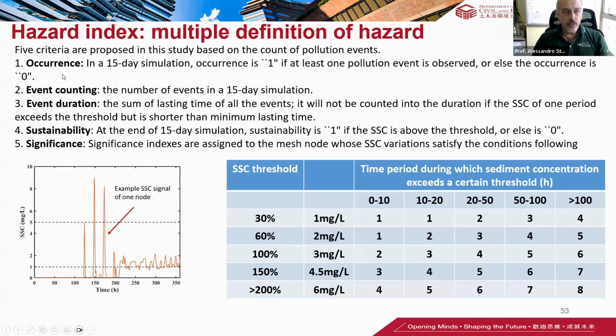Then in our work, I don't want to enter into much detail, but we suggested 5 ways of defining hazard. The most important is probably the last one, the significance, which, following this table, assesses a different value of significance at a single point in your domain depending on how much you exceed the threshold: 30% more, 100%, 150%, or more than 200%, and for how long. Because you might have an event where your SSC is very high but lasts a very short time.